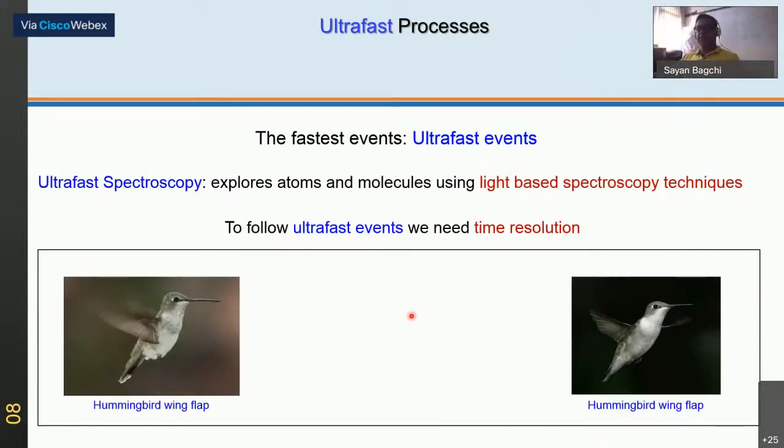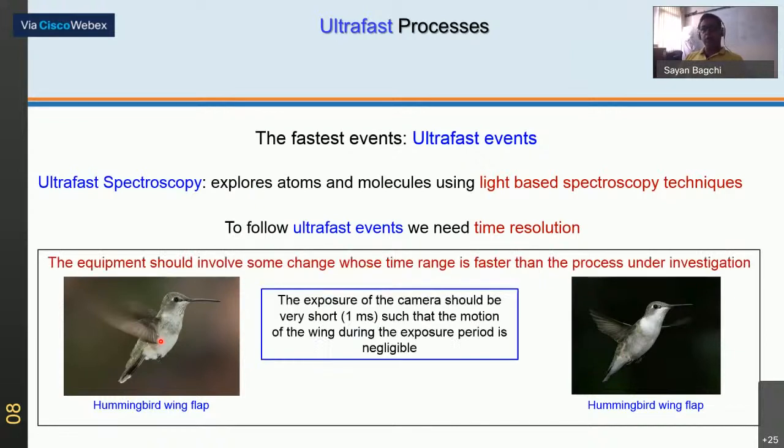If you see these two pictures, the picture on the left looks kind of hazy, the wings of this hummingbird. You cannot really see the wings crisply. That means by the time I took the picture, the hummingbird had flapped its wings so many times that I've covered all these different events. And finally, what I got is an average of all these events. On the other hand, the right-hand side picture is pretty crisp.